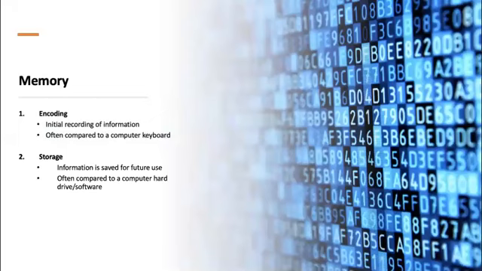The second process that occurs with memory is storage. So, this involves saving the recorded information for future use. Again, if we stick with the computer analogy, this process can be compared to that of a hard drive on a computer. So, it's how the information is stored.